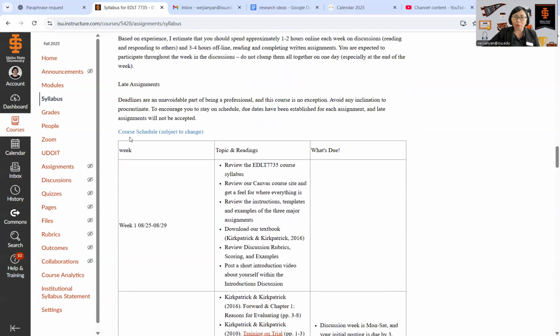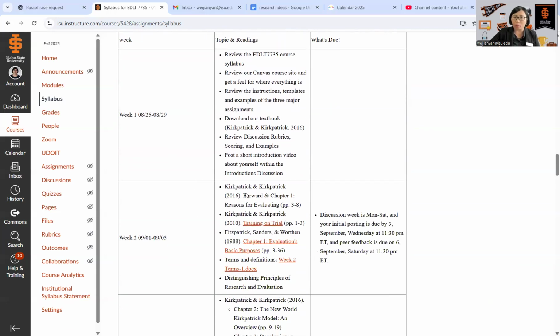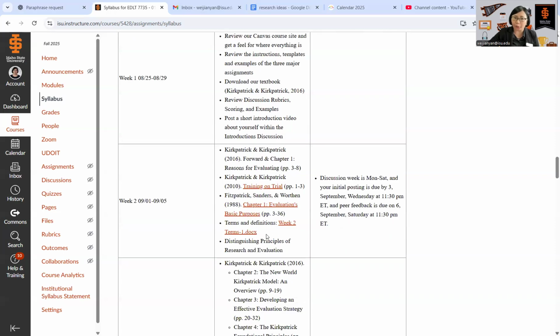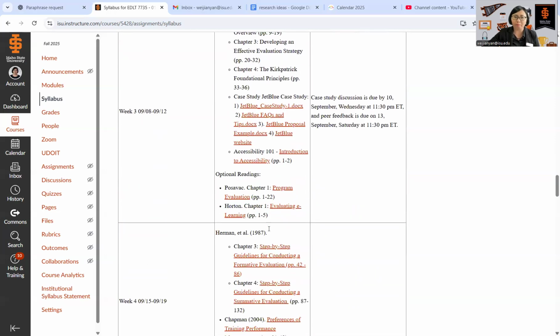So we have the course schedule. In each week, we have the required readings and the required assignments, and their due dates are all clearly stated in this course schedule. So whenever you have questions and you're not quite sure about a deadline, please return to this syllabus and look at the course schedule carefully.